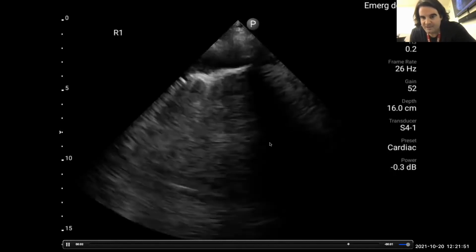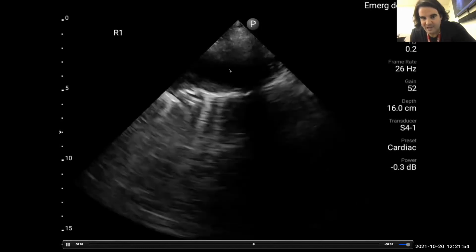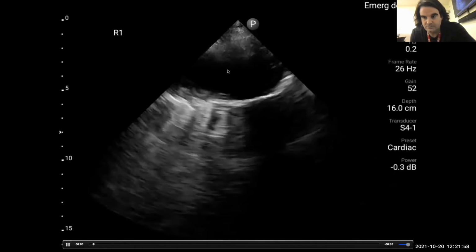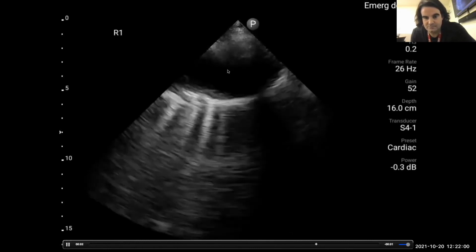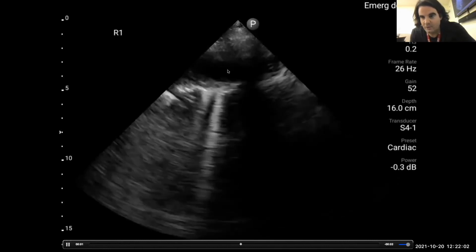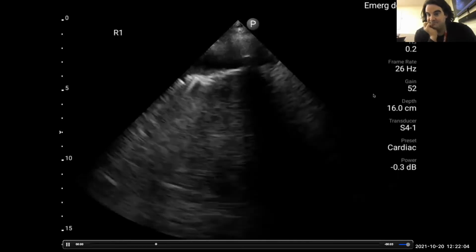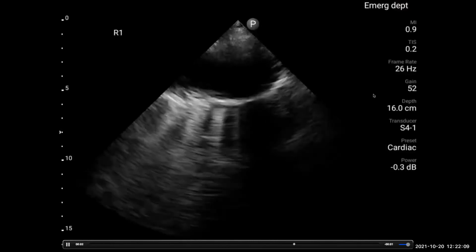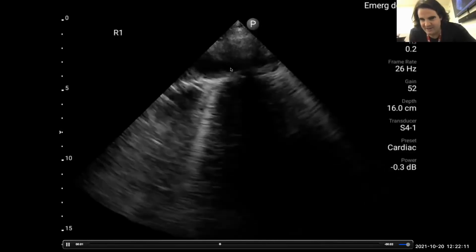Any idea of what this could be here? Or what's this, at the very least, this black part? Any ideas? If you were to emerge, yeah, go ahead, sorry. Is it fluid? Yeah, it's fluid. Yeah, that's right. It's fluid. And it's bizarre.